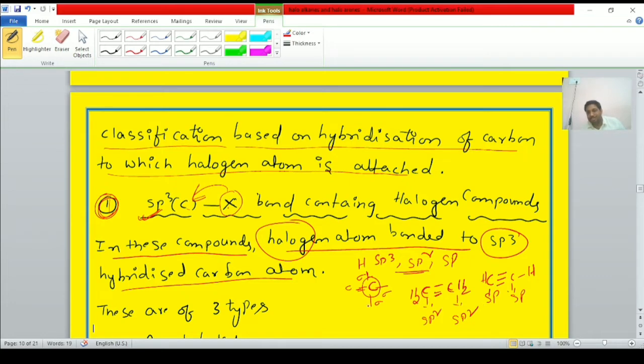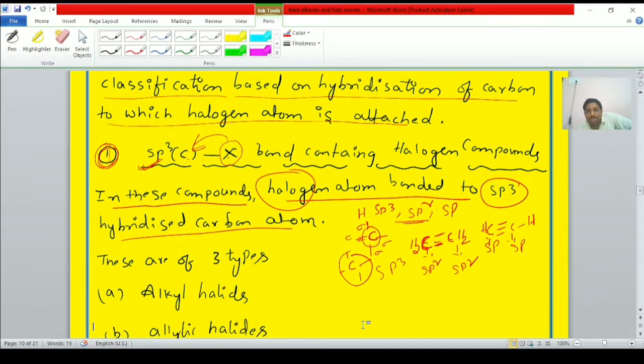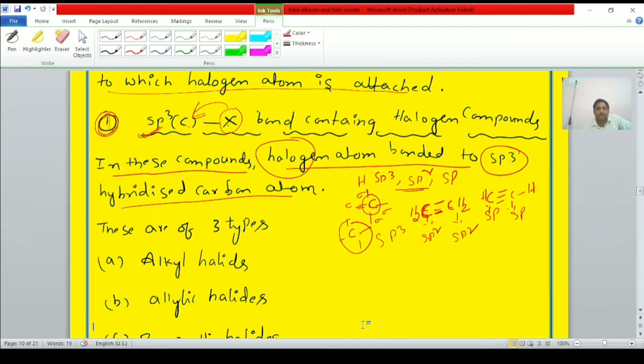Once again, students, if around the carbon only single bonds are present, with no double and triple bonds, that carbon is sp3 hybridization. Double bonds present: the double bonded carbons are sp2 hybridized. Triple bond attached carbons are sp hybridized. Only single bond attached carbons are sp3 hybridized. This will be a small technique, students, we can remember when discussing this topic.